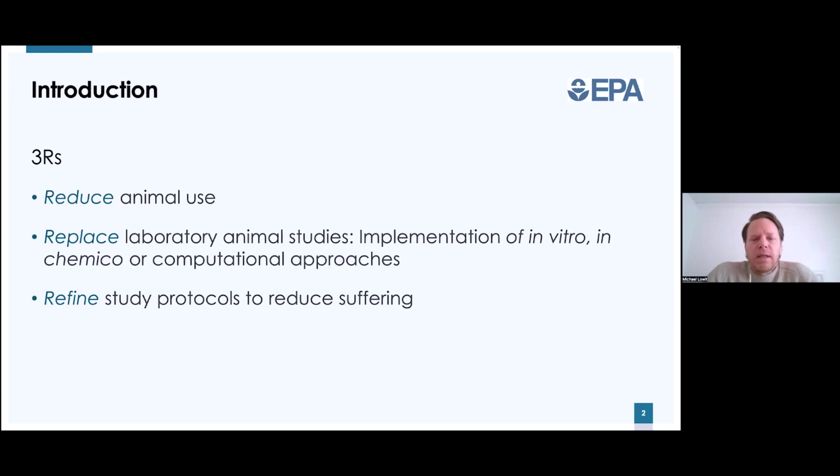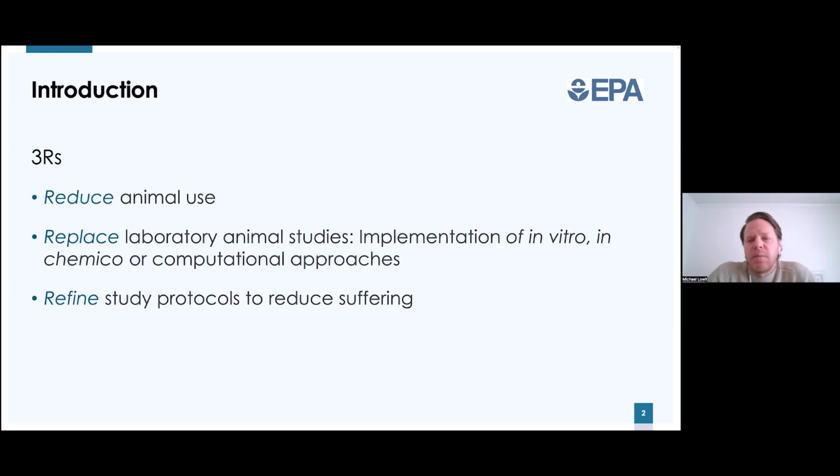OPP has a long-standing commitment to the 3 R's principles, which are to reduce animal use. So, for example, requiring fewer whole animal studies, to replace laboratory whole animal studies by the implementation of in vitro studies, which are generally meant to indicate studies with cells or tissues, in chemico studies, which are abiotic chemical reactivity assays. In other words, no cells are used. And computational approaches, also called in silico methods, which include methods like the use of quantitative structure-activity relationships, or QSARs, to predict toxicity. And to refine study protocols to reduce suffering.